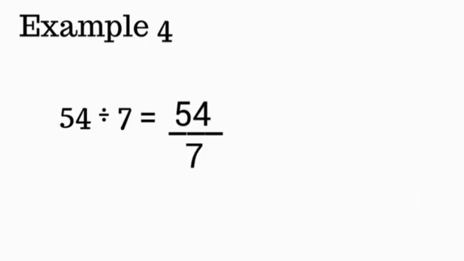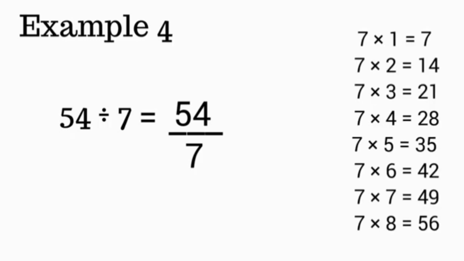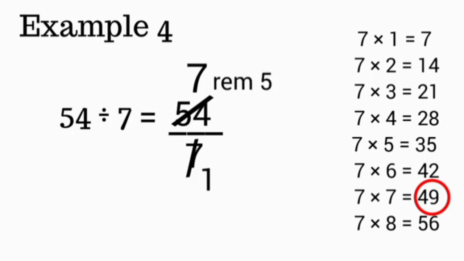Example 4. 54 divided by 7. We will go ahead and write out the 7 times table. Looking at the times table, we can see that the closest number to 54 is 7 times 7, which is 49. That's the closest to 54. So 7 into 54 is 7 times. Remember what? We will simply say 54 minus 49. That gives us 5. So the final answer is 7 whole number, 5 over 7.